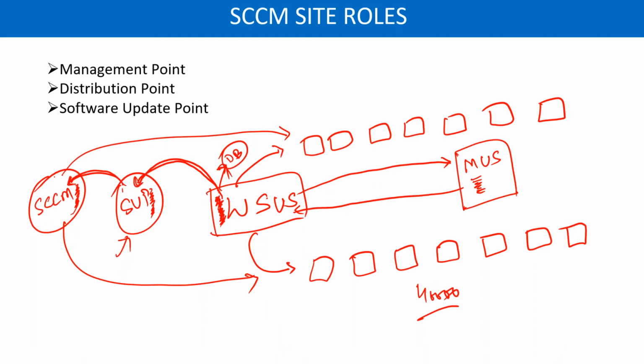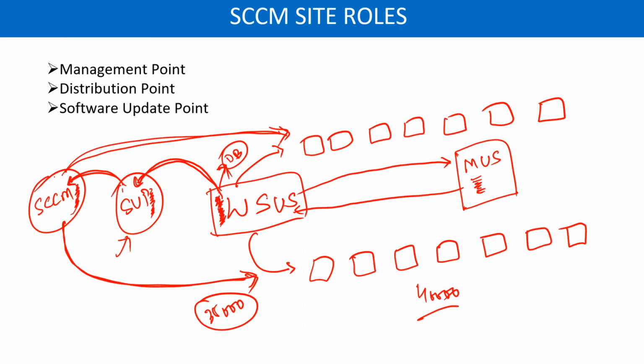So SCCM now knows, okay, let's say out of 40,000, 35,000 computers need updates. Then SCCM will deploy updates to these 35,000 computers. Understood?